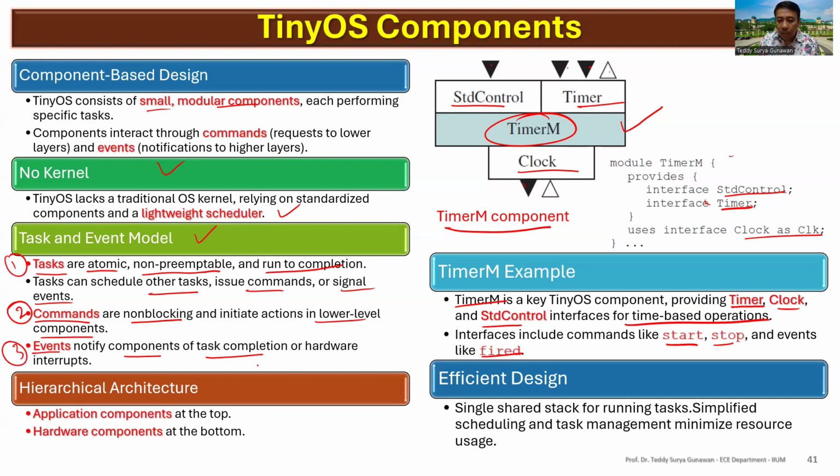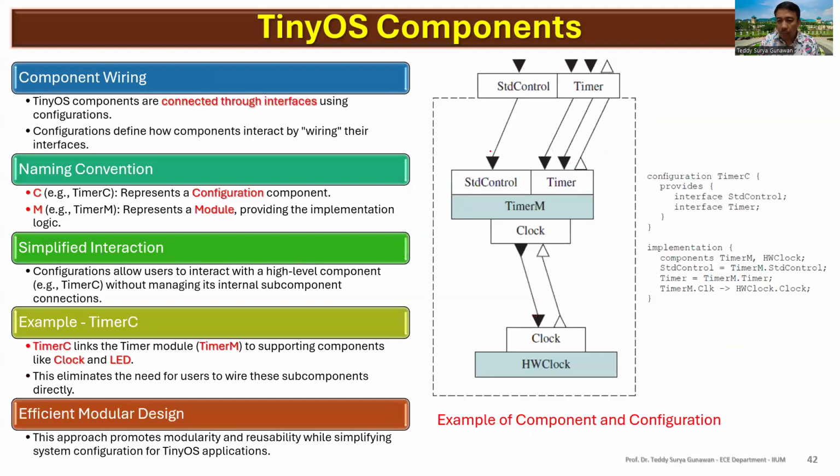For the hierarchical architecture, normally you have application components at the top and hardware components at the bottom. So this is the hierarchical architecture. For component wiring, we can see here that TinyOS components are connected through interfaces. For example, here the timer has the input, and you have the hardware here, so you can connect to that.